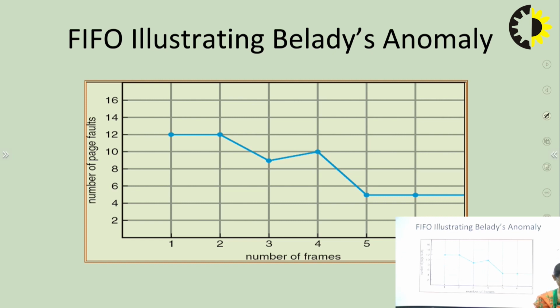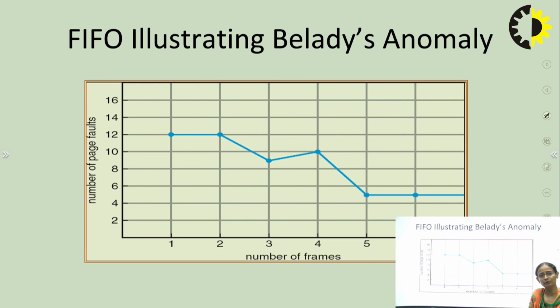But FIFO suffers from a concept, that is Belady's anomaly. What is Belady's anomaly? It says that if we increase the number of frames, then the page faults don't decrease, but they might increase. This anomaly has been given the name Belady's anomaly, and not all page replacement algorithms suffer from it, but the FIFO algorithm does.